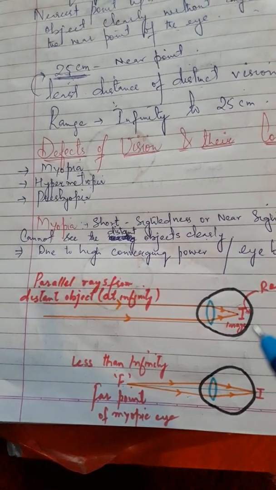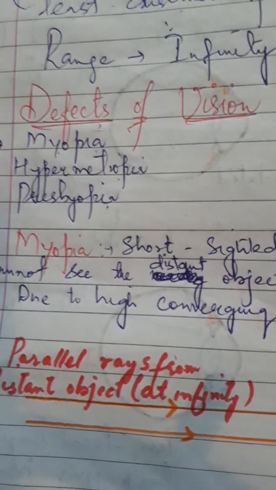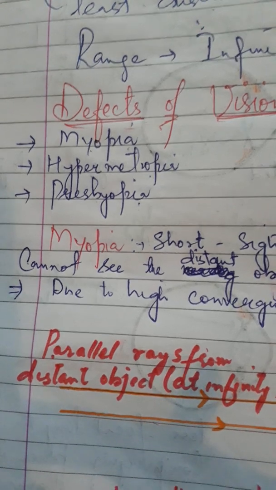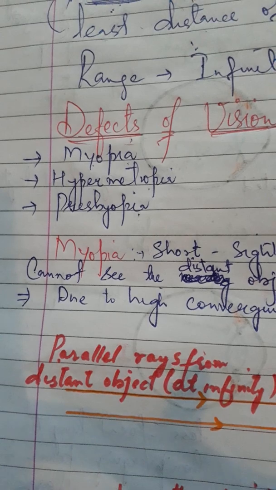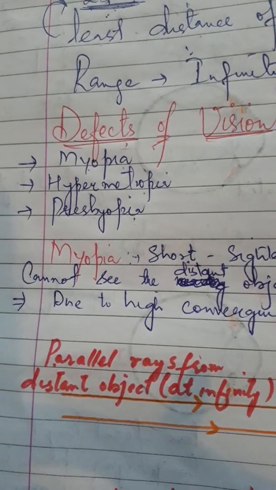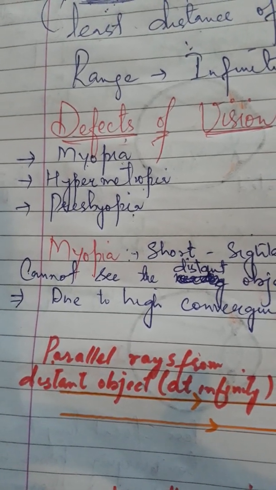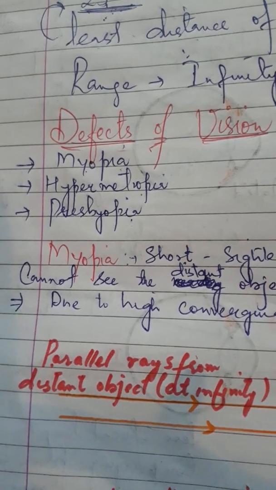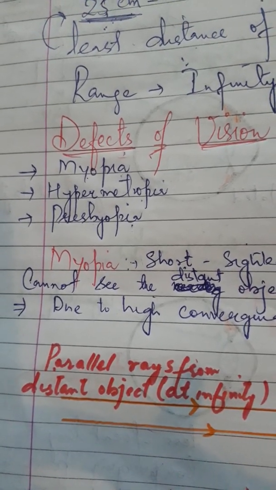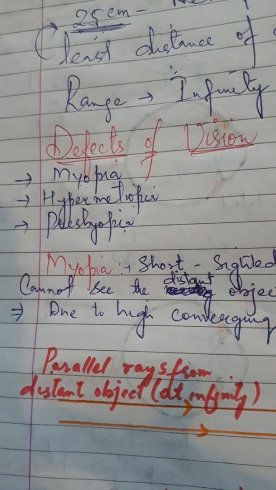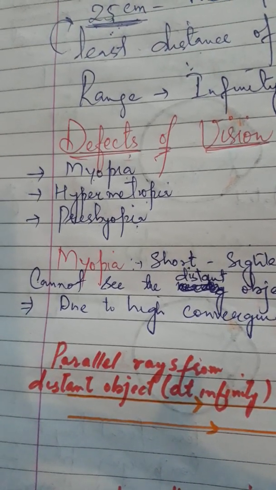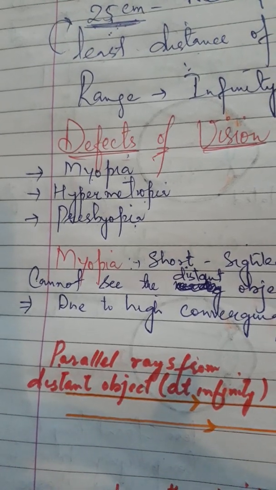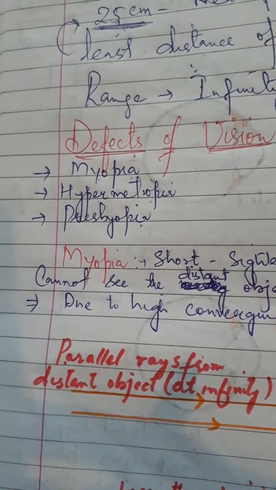Now there are three common defects of vision: myopia, hypermetropia, presbyopia. These are the refractive defects of vision because they are caused by the incorrect refraction of light rays by the eye lens. And these defects of vision can be corrected by using suitable spherical lenses, convex lenses or concave lenses. These lenses are usually used in the form of eyeglasses or spectacles. Now we will describe all these defects of vision and their correction one by one.